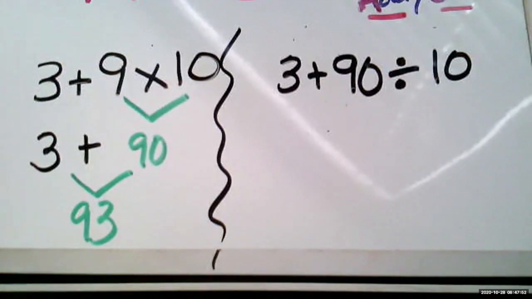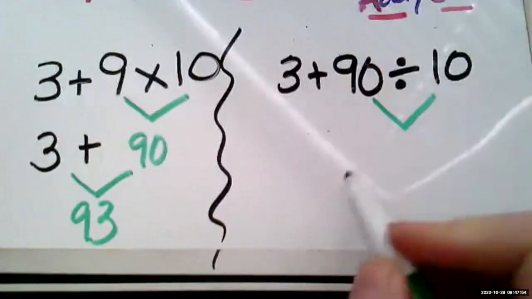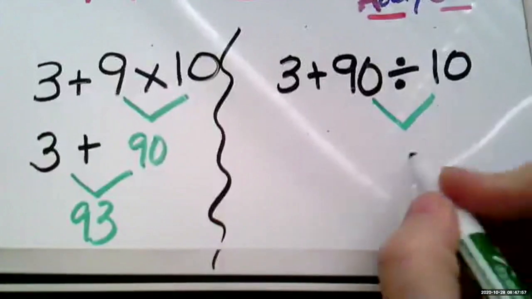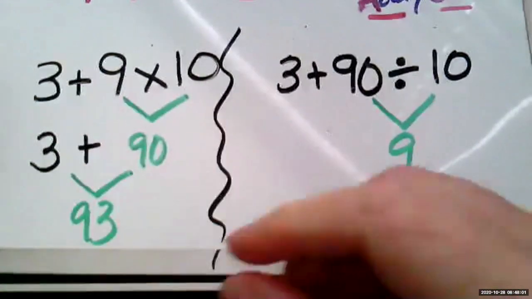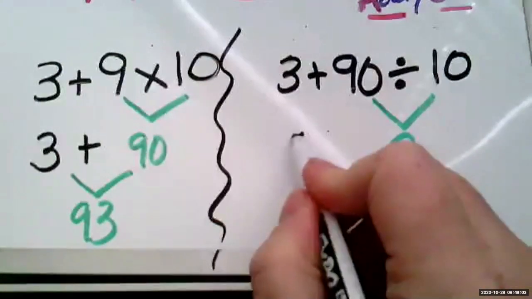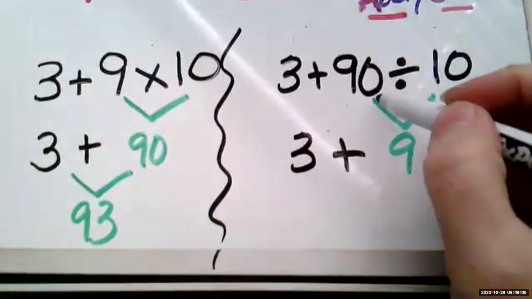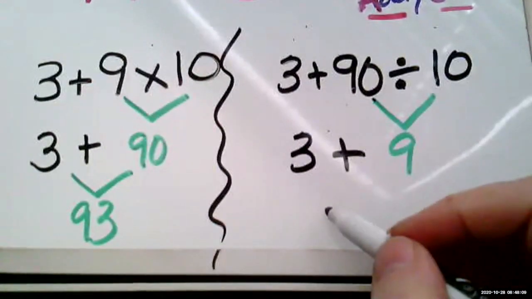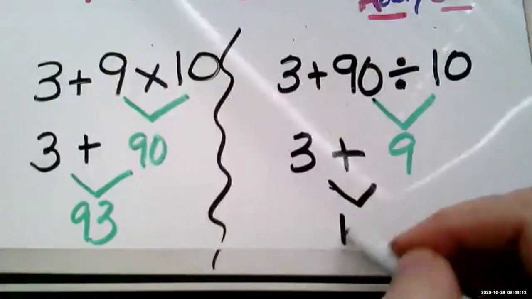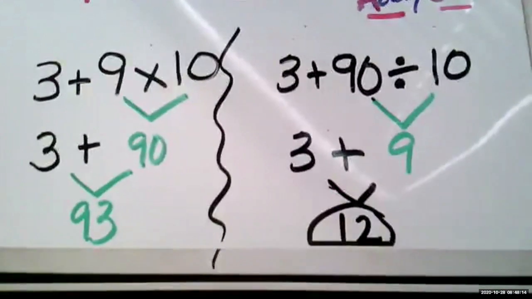Yes, you do division first. Therefore, 90 divided by 10 is 9, and you bring down the rest. You have not used the 3 or the plus sign, but you have used the 90, the divided, and the 10. So 3 plus 9, of course, is 12. Okay, so nice little warm-up problems for you here so far.